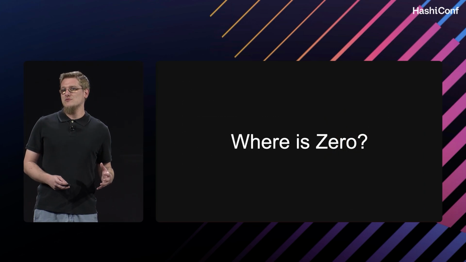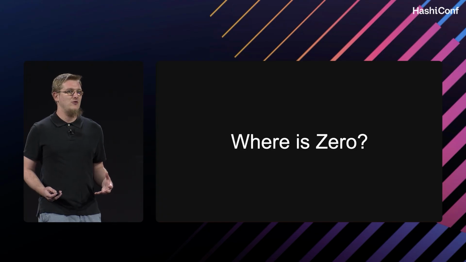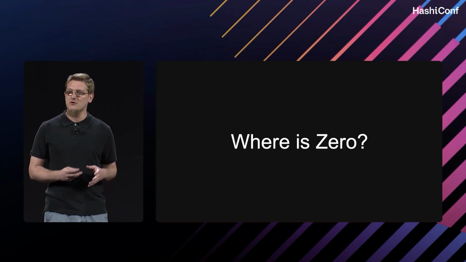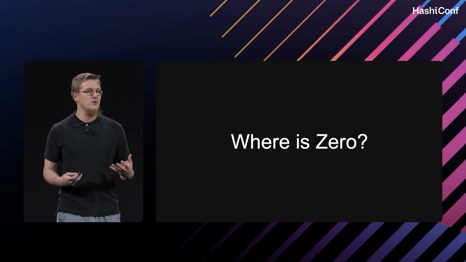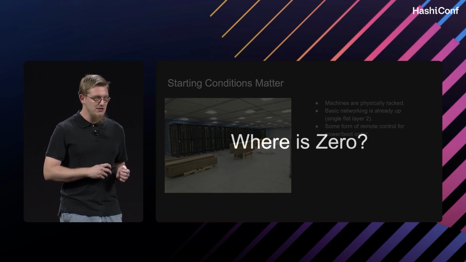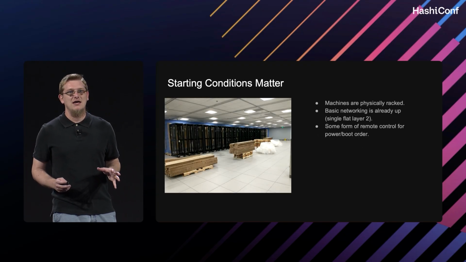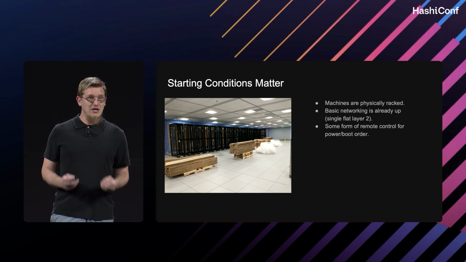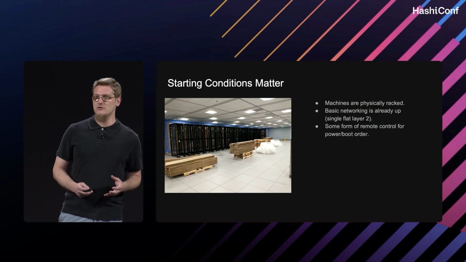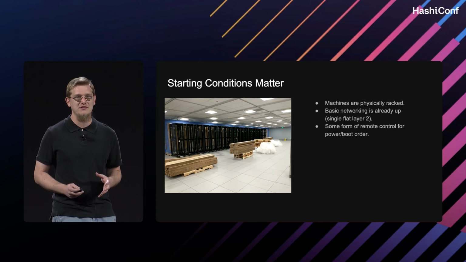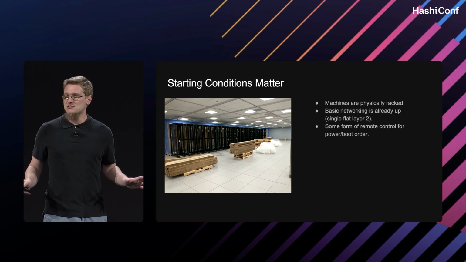So we're talking about going from zero to prod. Now, before we can get to prod, we need to define where zero is. If we don't start all on the same page of where we're going to be building from, it's hard to get to the end. So zero is going to be defined as our machines are physically racked. We've already got them out of the boxes. If you've never ordered real bare metal servers, you might be surprised how much packaging they come with. So we've already got them out of the box. They're already in the rack.